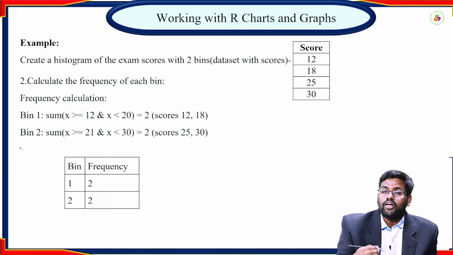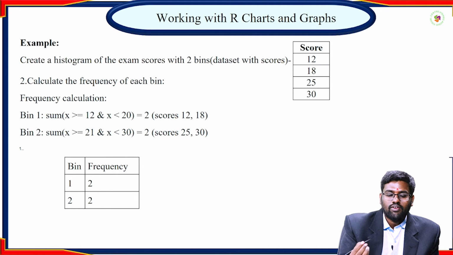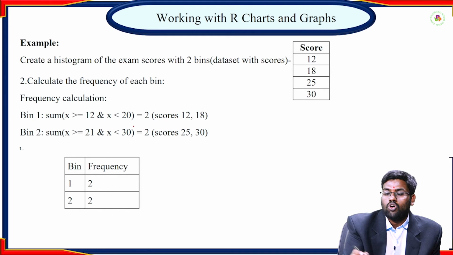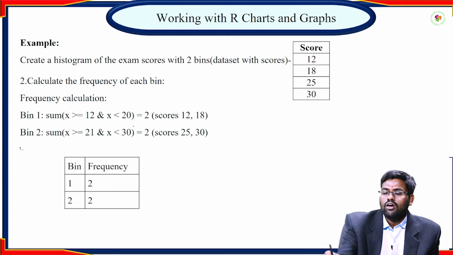Next, second step, calculate the frequency of the bin. So frequency of the bin means, first condition, greater than or equal to 12 and less than 20. So how many values are there? 12 and 18 will be there. Next, 25 and 30, with the condition greater than or equal to 21 and less than 30. So that is scores 25 and 30.